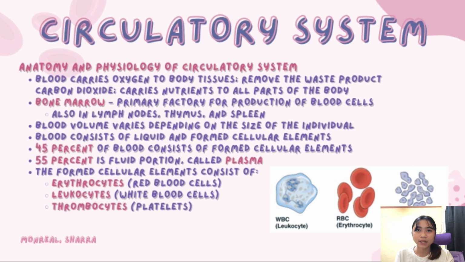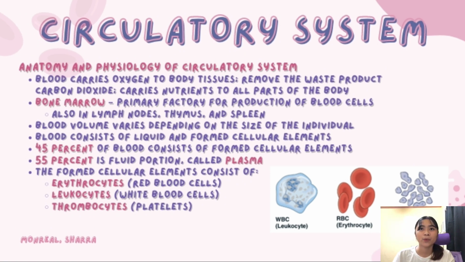So the formed cellular elements consist of our erythrocytes, or our red blood cells, which carry oxygen, our leukocytes, our white blood cells, which fight off infection, and our thrombocytes, or platelets, the clotting cells to stop bleeding.